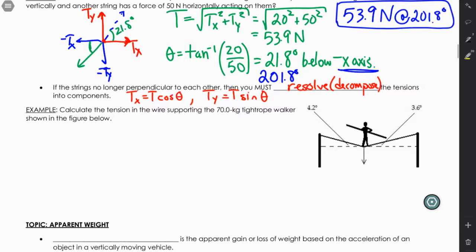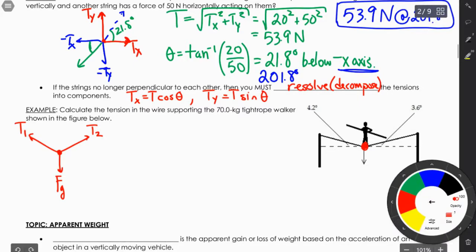And so let's look at this question. Calculate the tension in the wire supporting the 70 kilogram tightrope walker shown in the figure. It's not below, it's to the right here, okay? So when I draw my free body diagram, because we're going to follow steps: draw, sum, solve. So that's the point that I'm going to look at, right? So that point of connection, okay? So I'm going to have, call this T1, call this T2, and then we have the weight of the tightrope walker, okay?